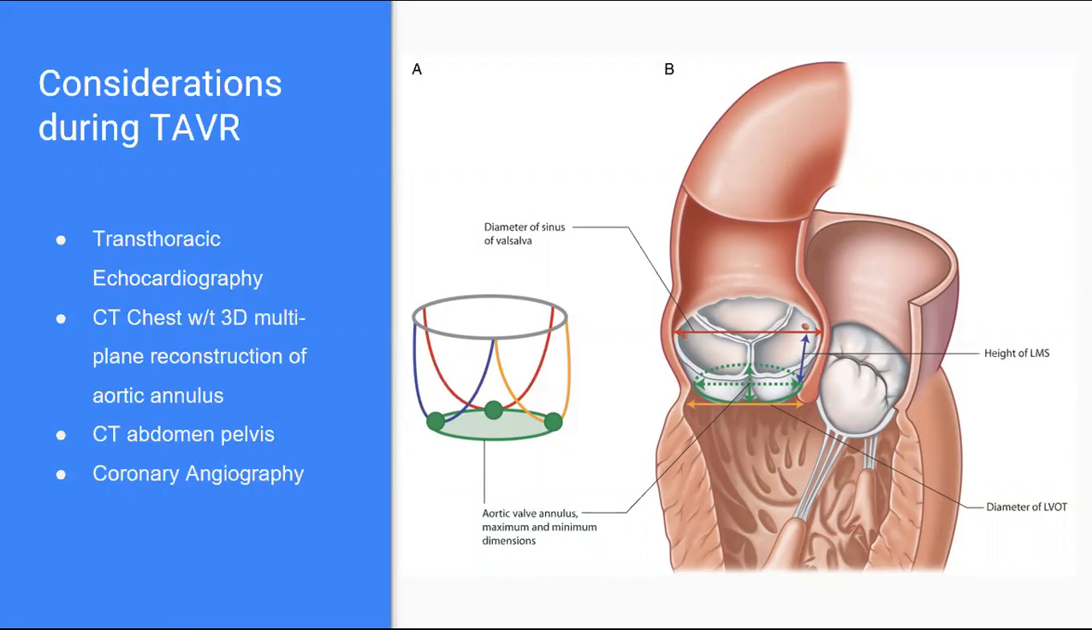Coronary angiography is performed prior to the TAVR because about 40 to 70% of the patients undergoing TAVR or having aortic stenosis have some degree of coronary artery disease and end up requiring intervention. So doing an intervention prior to the TAVR deployment is easier because once the valve is deployed, it may make PCI a little bit more challenging.